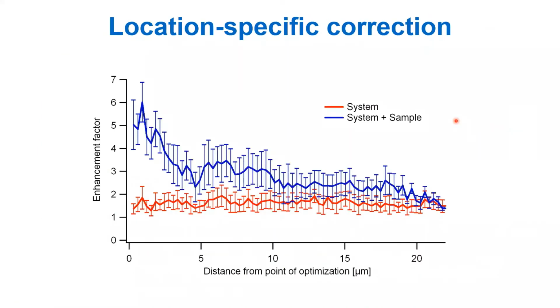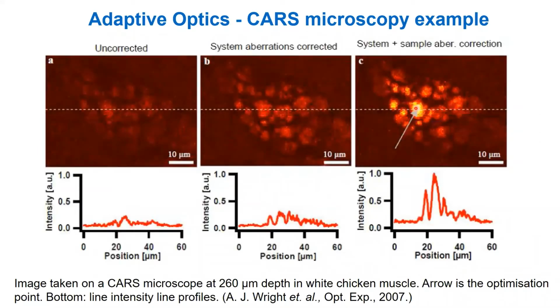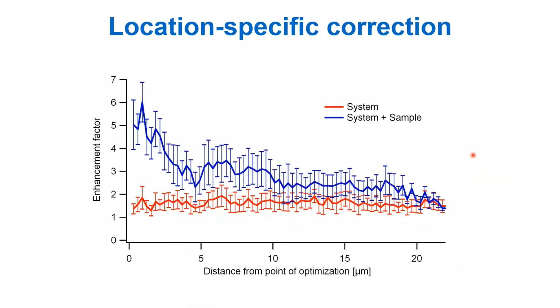And using this image, we could work out how much our enhancement changed across our field of view. The way we do these measurements is we park our laser beam, or we scan a very small region of interest, and we read in the intensity from that region. We were interested to know how much intensity changed as we moved across our field of view. And you can see that it drops off, and as we get further and further away from the point of optimization, the correction we make for our system starts to get comparable to the correction we make for our system and our sample.